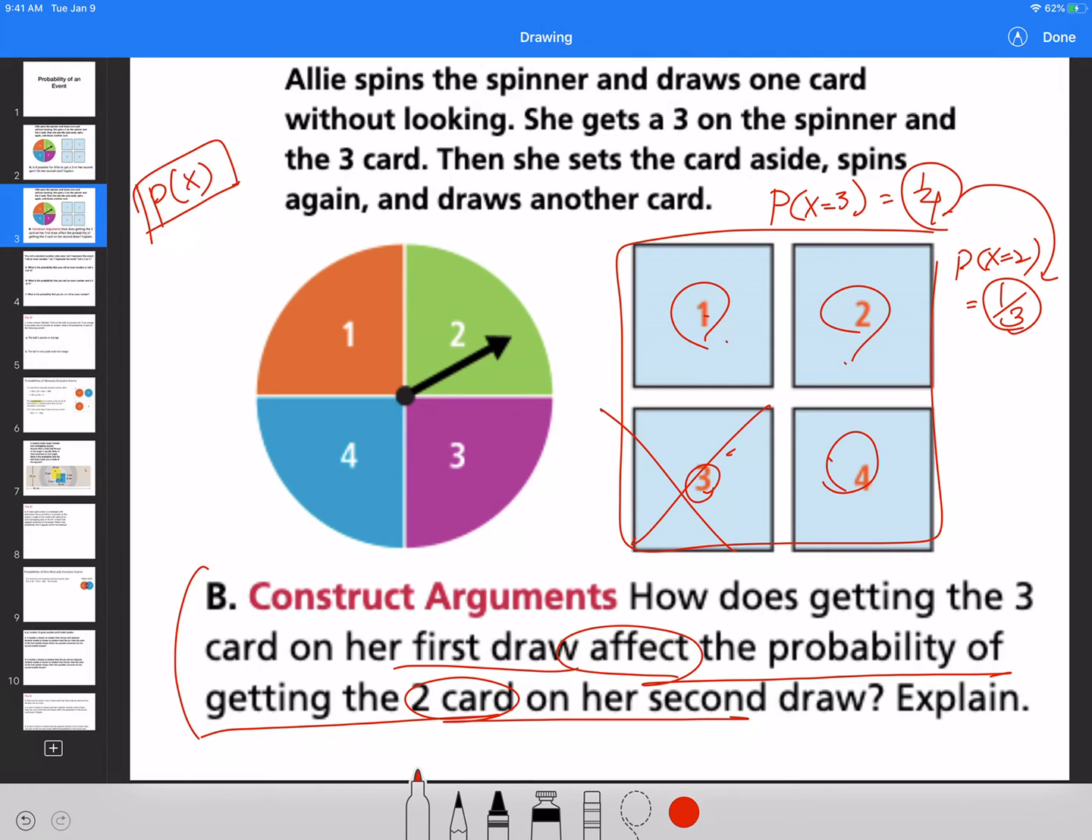Well, it impacts the probability in such a way that it increases from before. So this was 0.25 and this is 0.33. Notice how about 10% increase in the probability that you're trying to get.